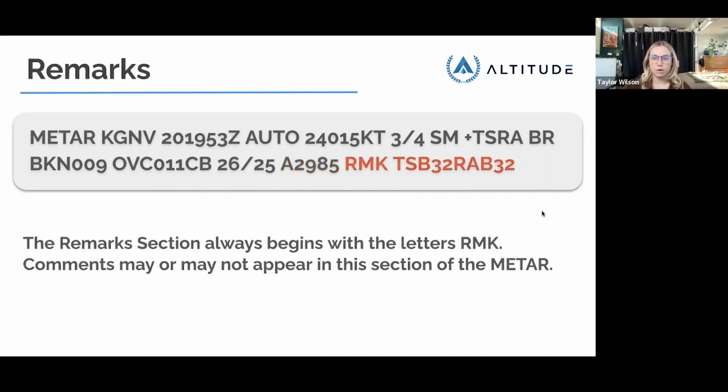And then followed by our remarks. So sometimes we don't have any remarks, then sometimes you have a ton. So this one is just an example here. It just looks like a bunch of random letters and numbers. But what this means here is that the thunderstorms began at 32 minutes after the hour, and rain began 32 minutes after the hour. Like I said, we're going to look at a few examples, see a few different remarks as well.